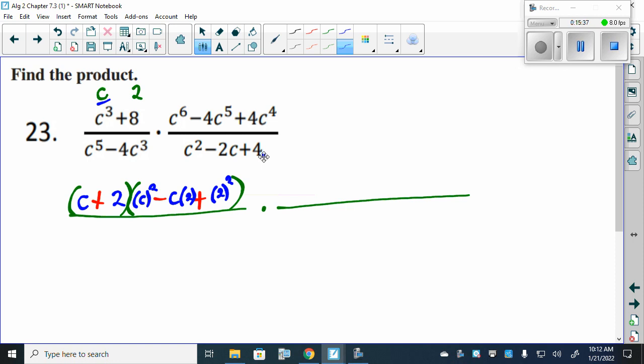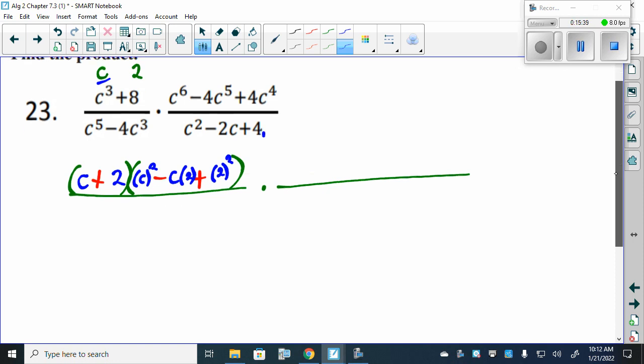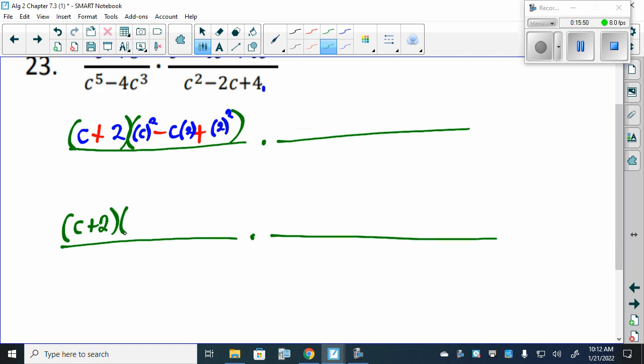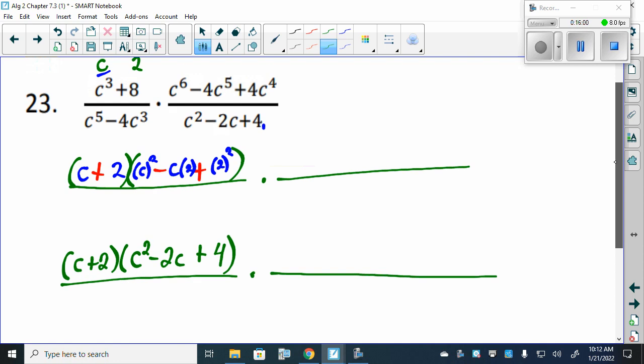And that actually also tells me something else. Let's go on in. Give yourself a little bit of room. We'll put the next 2. Because here we see that this is c plus 2 times, this would be c squared minus what? c plus 4. Okay, so that does exactly match up to the one down there, yes?